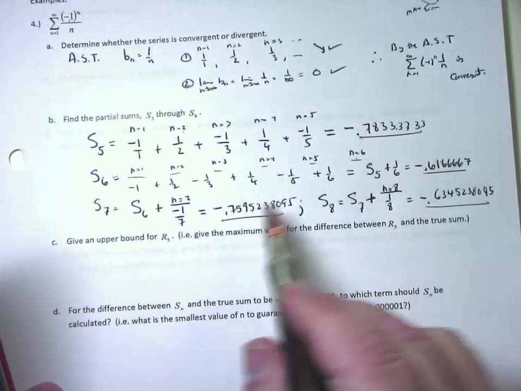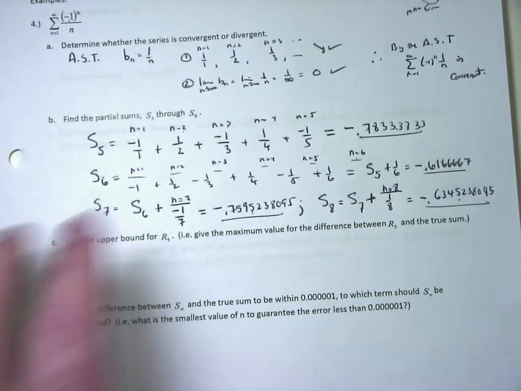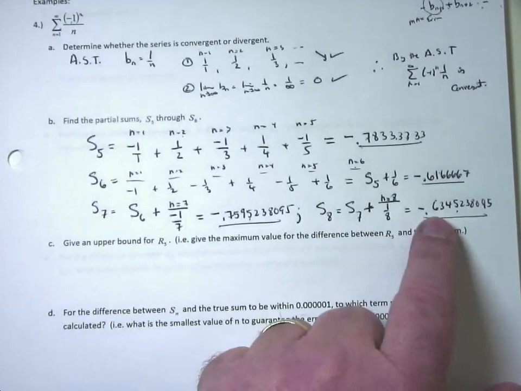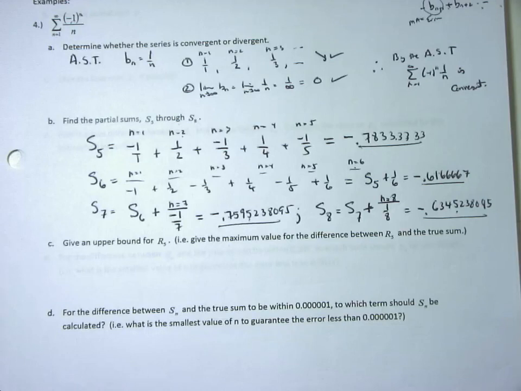S5, S6, S7, and S8. You'll notice that we seem to be zeroing in on a number here. Looks like about negative 0.6 something or other. And if you put more and more terms in this thing, you'll see the decimals start to repeat themselves.